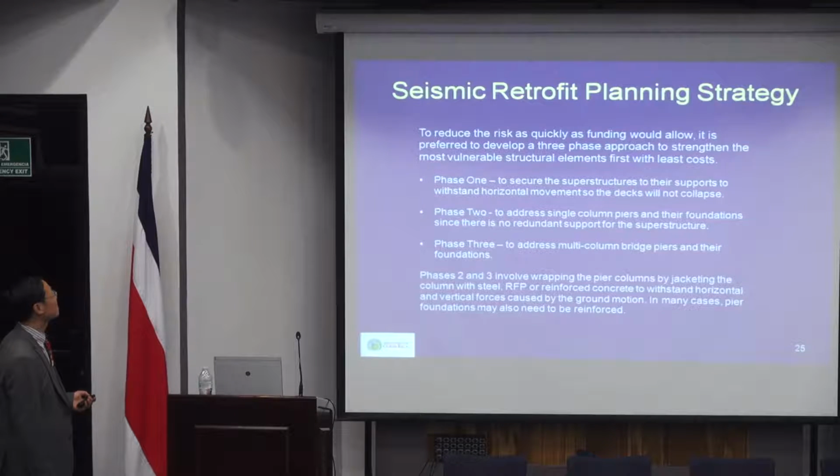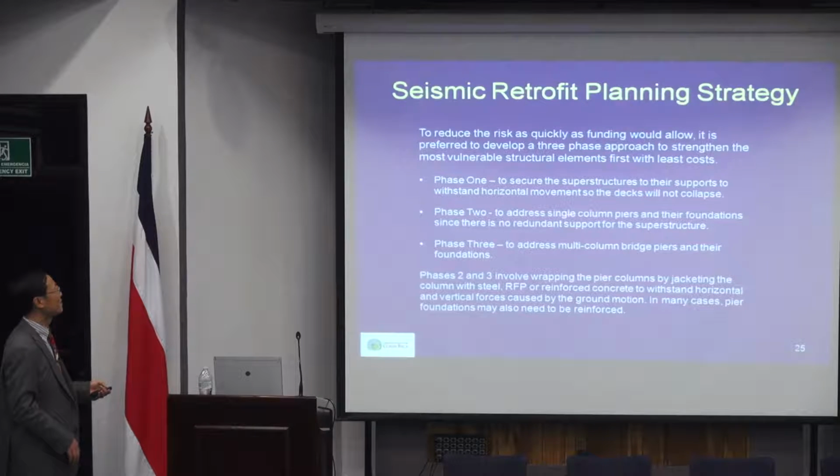And basically, a strategy is basically just to ensure the superstructure can withstand the horizontal movement, so that the deck will not collapse in the first mode. Second, this is simple: you should spend most of the money to solve all these problems. Once these problems are solved, you have money left.